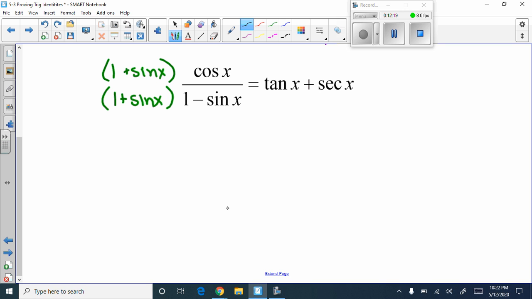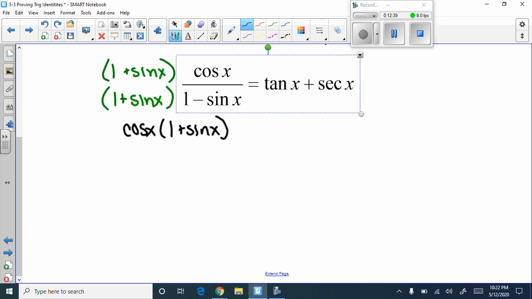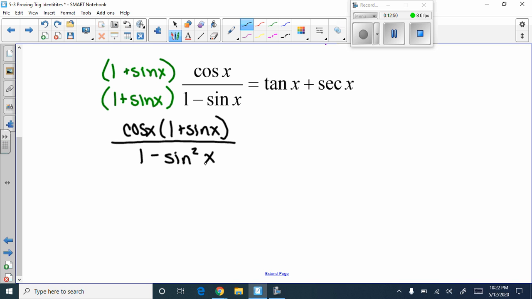So I multiply this out. I'm going to want to FOIL it, so I'll go ahead and do that. Actually, I'm going to leave the numerator in factored form right now. So I'm going to get cosine x times 1 plus sine x. When we then work with your denominator and we FOIL this out, we end up with 1 minus sine squared x. We know sine squared x plus cosine squared x equals 1, so 1 minus sine squared x gives you cosine squared x.